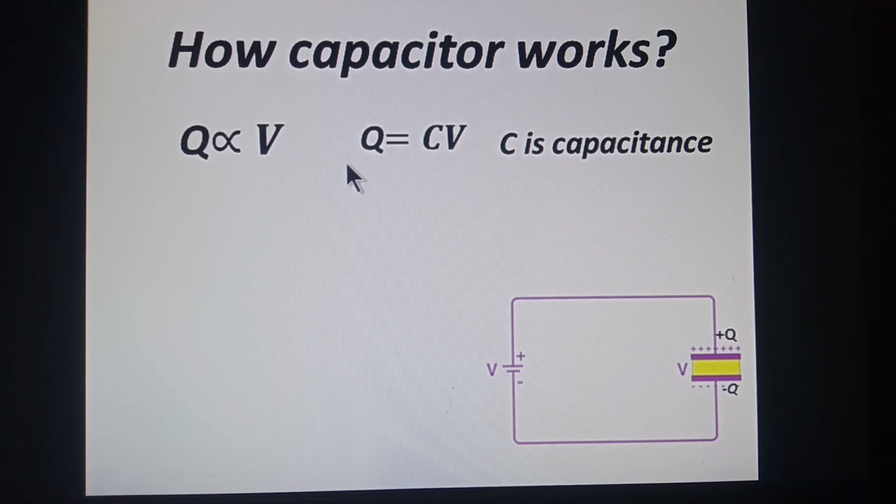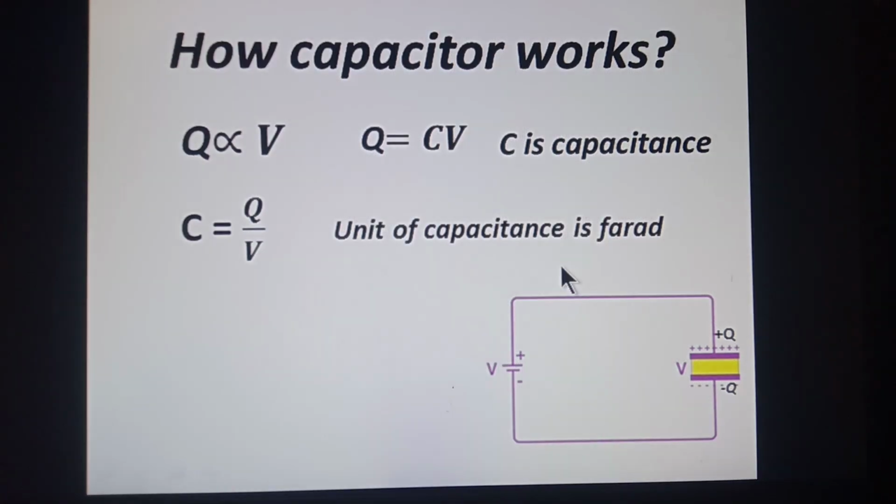Now rearrange this equation. What is capacitance? It is the ratio of charge to the potential difference across the plates of capacitor. Charge on the plates of capacitor, ratio voltage across the plates of capacitor. So what will be the unit of capacitance? That will be coulomb per volt. Coulomb is the unit of charge, volt is the unit of potential difference. So unit of capacitance is coulomb per volt, and we call it farad. So unit of capacitance is farad.